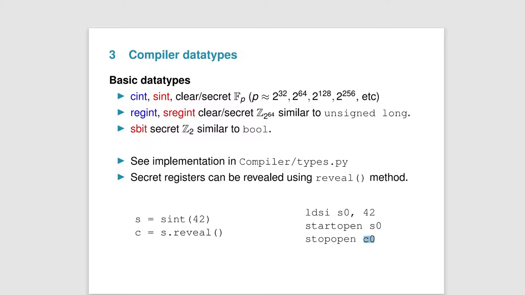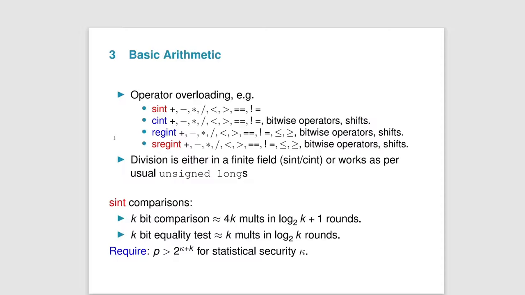Note that what happens behind the curtains of this opening protocol is dealt with by the SCALE virtual machine, so as programmers of MAMBA, we don't really need to know what's happening here. To make it seamless to work with, the operators for the types are overloaded, which means that when you want to add two sint together, the SCALE virtual machine will get them from memory and add together your two secret values.